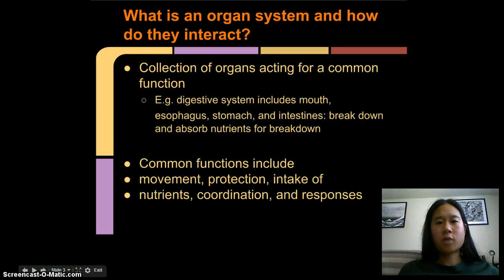Just a reminder from last week, organ systems are made of organs, and the idea is that they have a common function. For example, the digestive system has a whole goal of breaking down and absorbing nutrients. Some examples of organs within that system would be the esophagus, the stomach, and intestines.